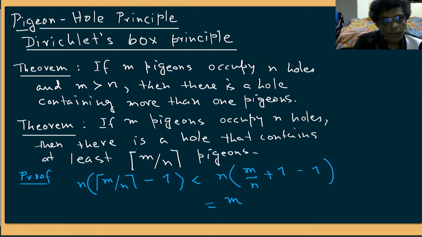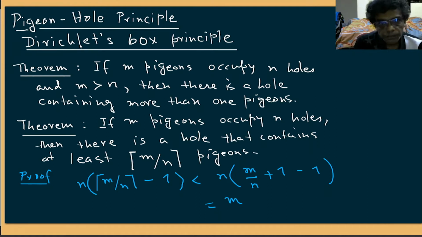Often we take m equal to n plus 1 here. Then this says that there is a hole containing at least 2 pigeons. Here it says n plus 1 by n, the ceiling of that is again 2. But this is the general set. Although these two statements and their proofs are obvious, this simple principle has far-reaching consequences.